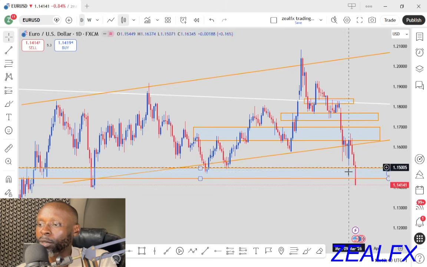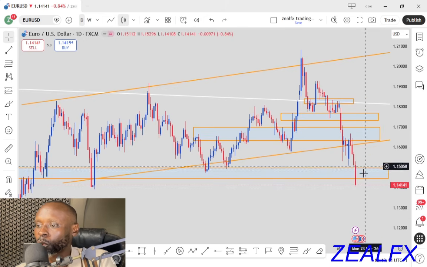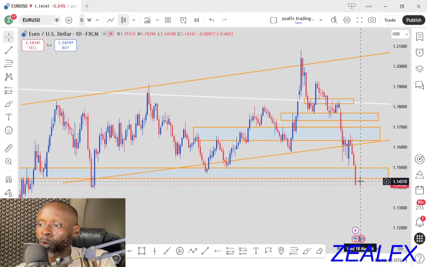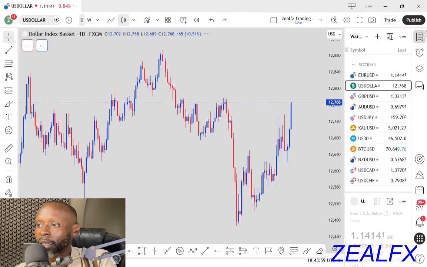You can see that the levels are all in line together. So we have to wait for price to retest into this zone, then we can start looking for more selling opportunity on the Euro USD. So look out for your selling opportunity on Euro USD this week. So let's look at our next pair. Let's go to our next pair, which is the dollar index.